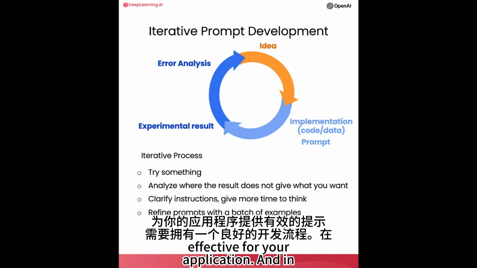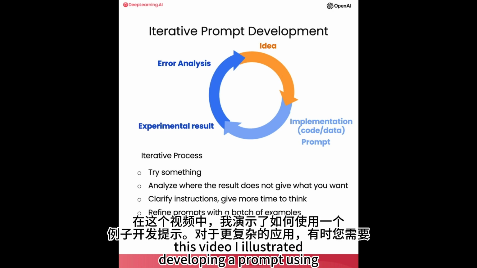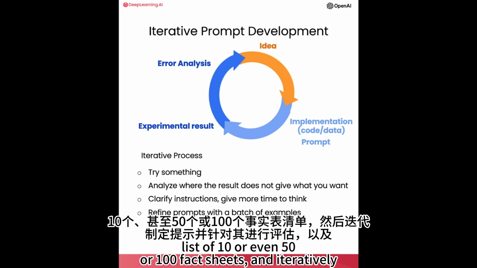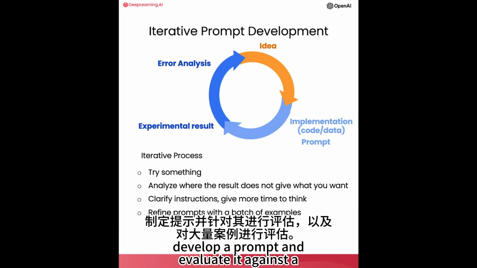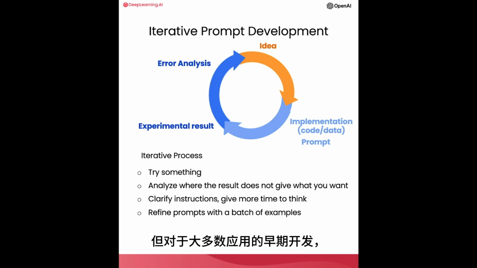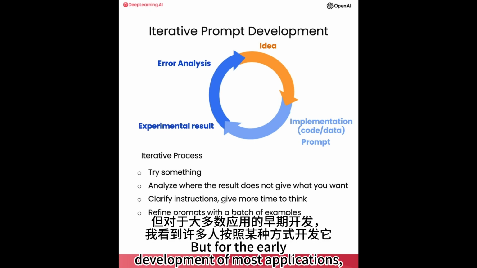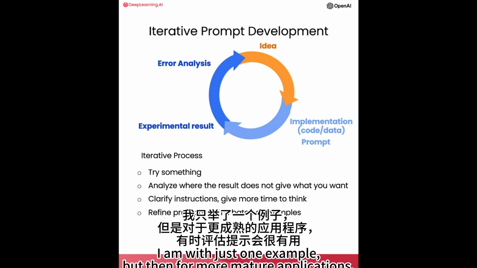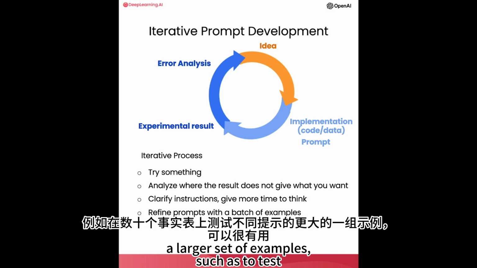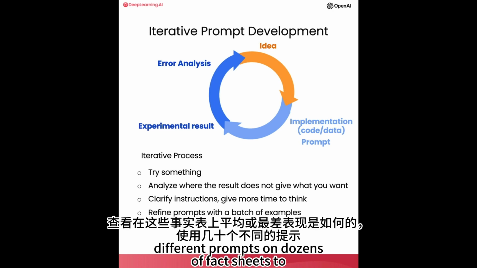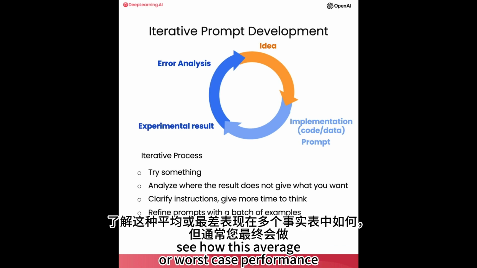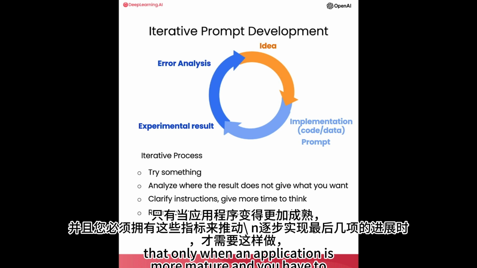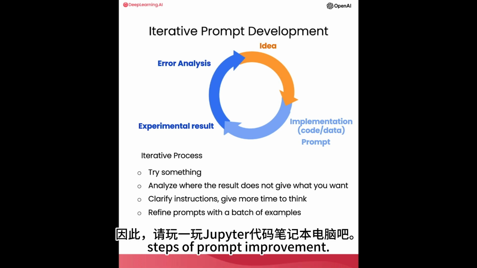And in this video, I illustrated developing a prompt using just one example. For more sophisticated applications, sometimes you will have multiple examples, say a list of 10 or even 50 or 100 fact sheets, and iteratively develop a prompt and evaluate it against a large set of cases. But for the early development of most applications, I see many people developing it sort of the way I am, with just one example. But then for more mature applications, sometimes it could be useful to evaluate prompts against a larger set of examples, such as to test different prompts on dozens of fact sheets to see how its average or worst case performance is on multiple fact sheets. But usually you end up doing that only when an application is more mature and you have to have those metrics to drive that incremental last few steps of prompt improvement.